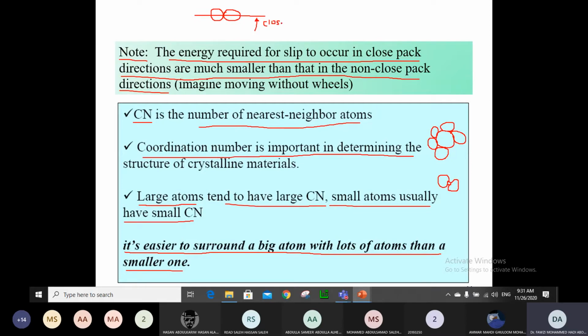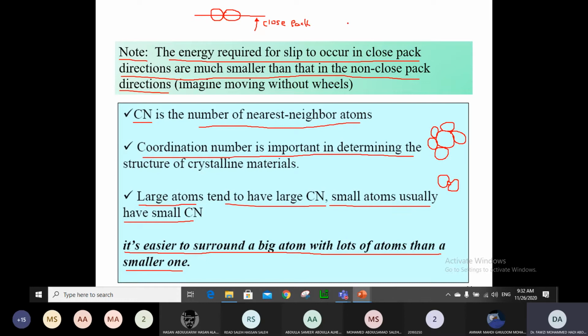Okay, a close path direction. This is a close path. Close path, yani closely packed. Yani there is no space in between them. So why is it important to know the close path directions?